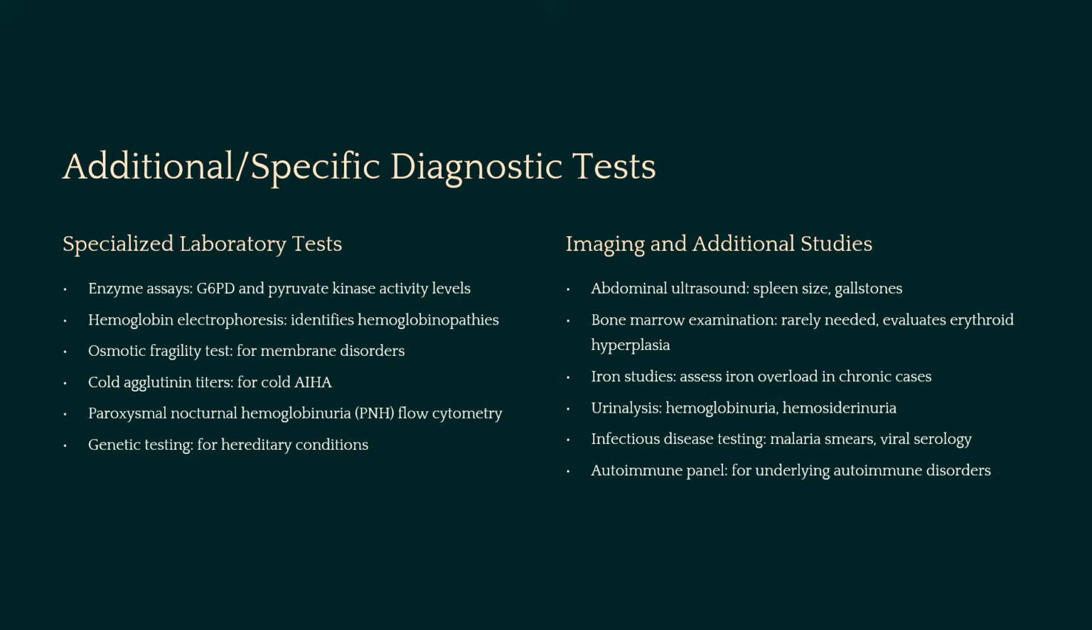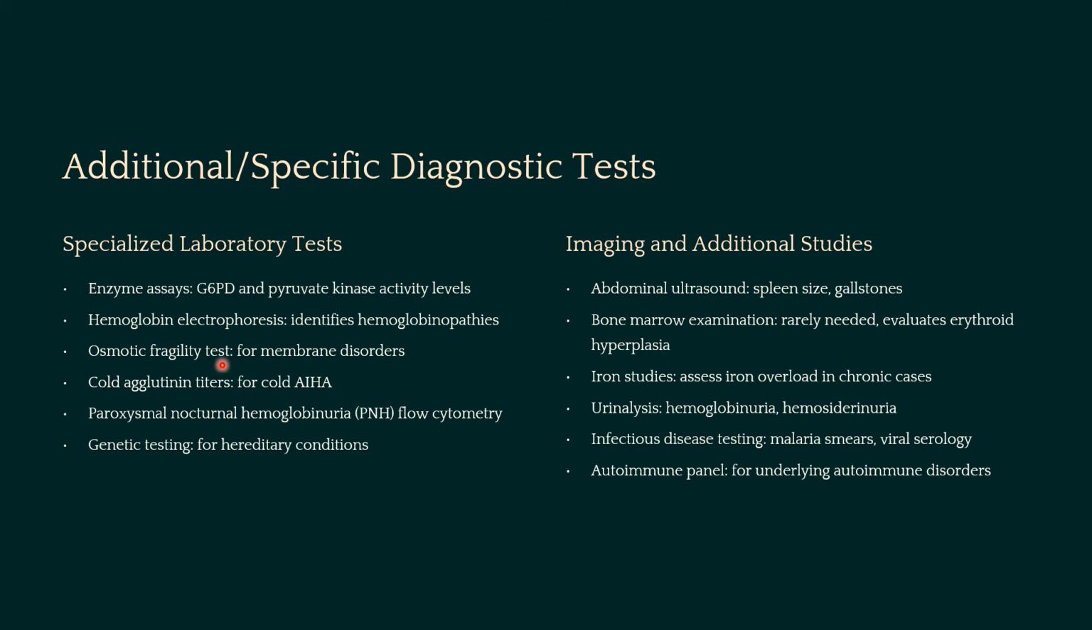So regarding the additional specific diagnostic tests, that is specialized laboratory tests, there will be enzyme assays like G6PD, glucose 6-phosphate dehydrogenase, and pyruvate kinase activity levels. That means checking if they are really active within the RBC. Next, hemoglobin electrophoresis, which will identify hemoglobinopathy if there is any morphological trouble within the hemoglobin.